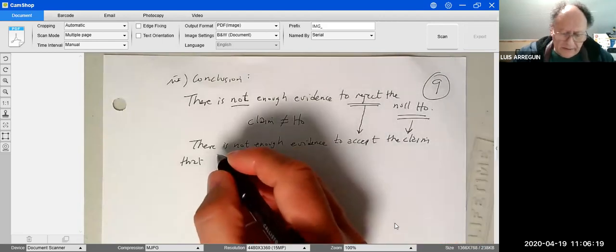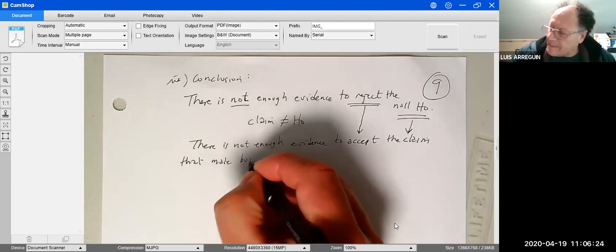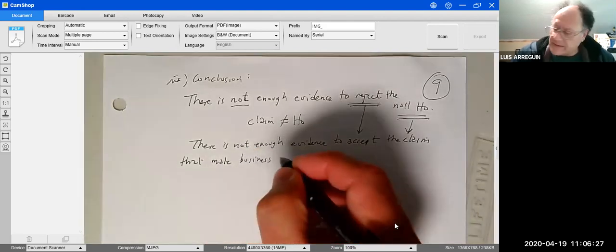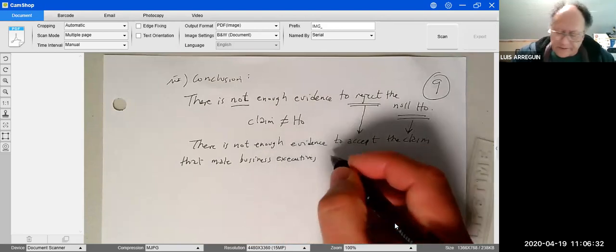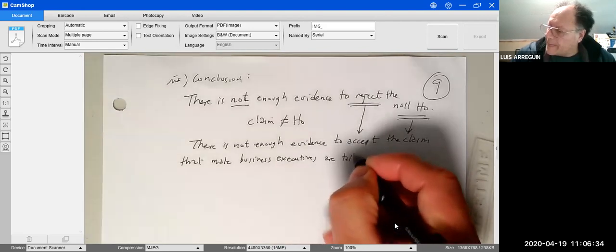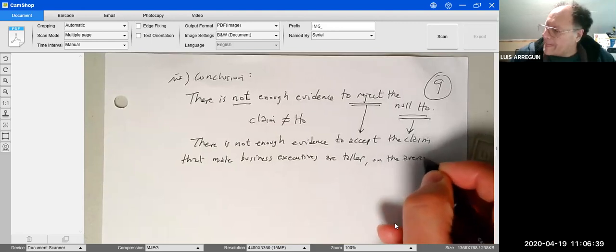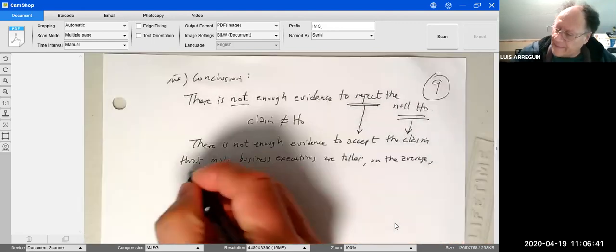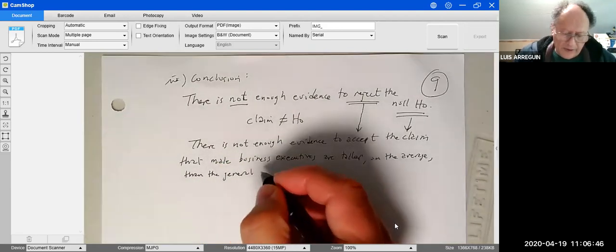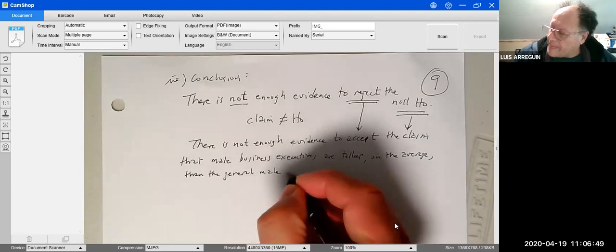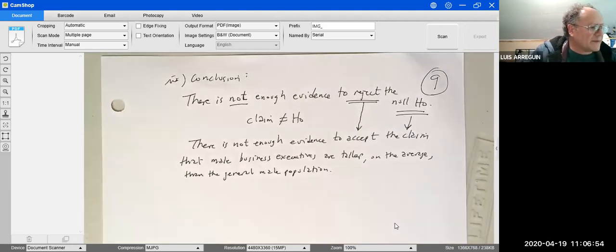That the male business executives are taller on the average than the general male population. So that's the answer for this problem.